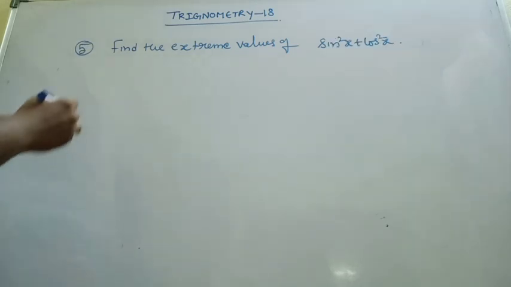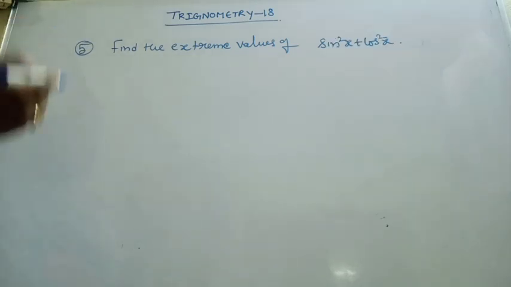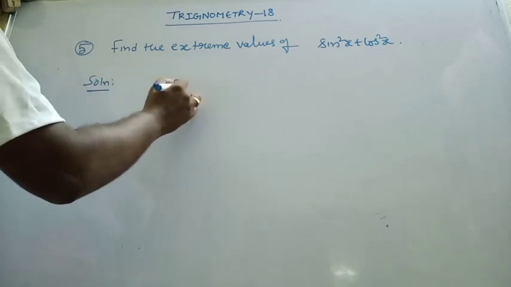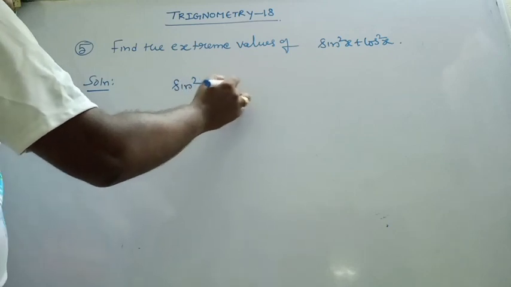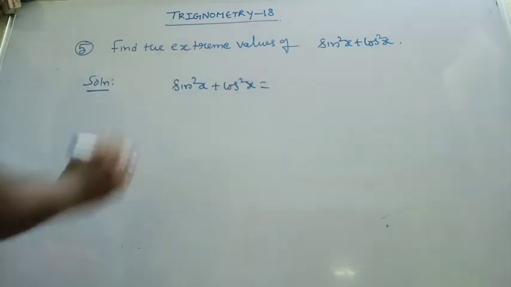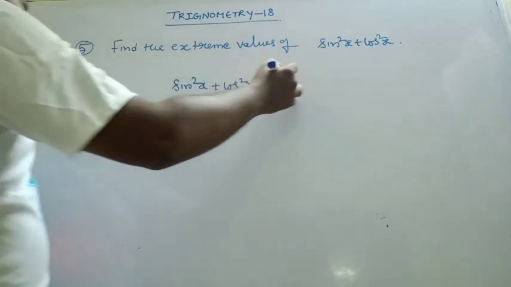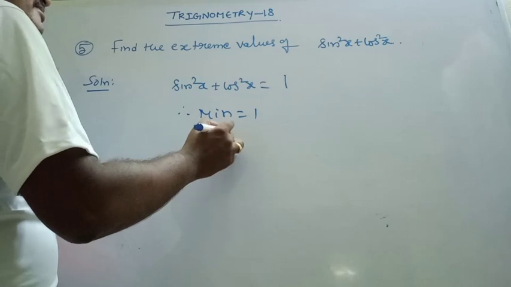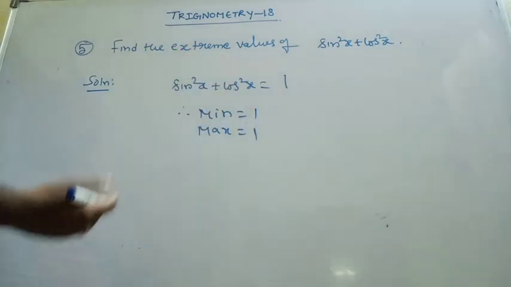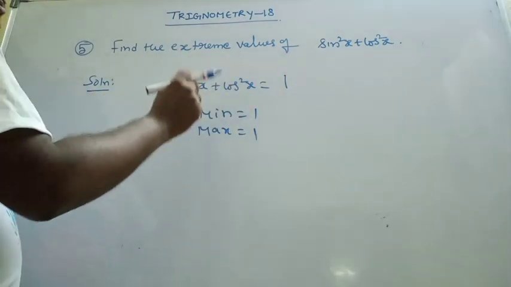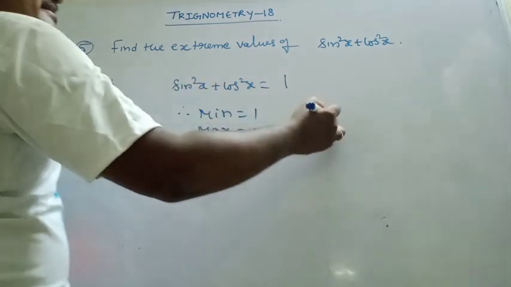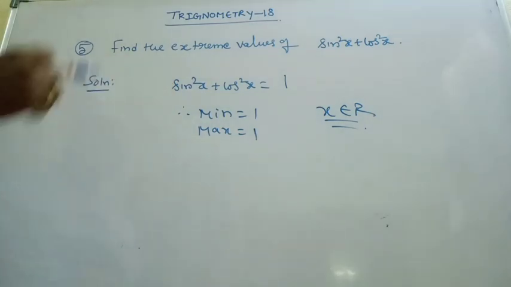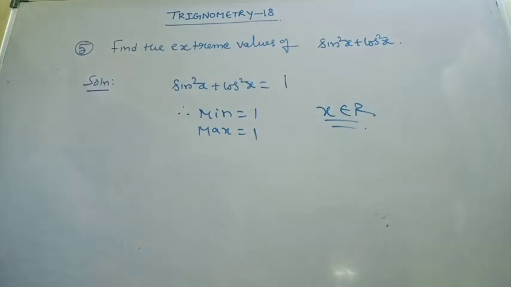Now we have, my dear students, find the extreme values of sin square x plus cos square x. In trigonometry, sin square x plus cos square x is a square relation, and this is always 1. Therefore the minimum value is equal to 1 and the maximum value will also be equal to 1. Sin square x plus cos square x equals 1, where x is any real number. So the minimum value and maximum value both become 1.